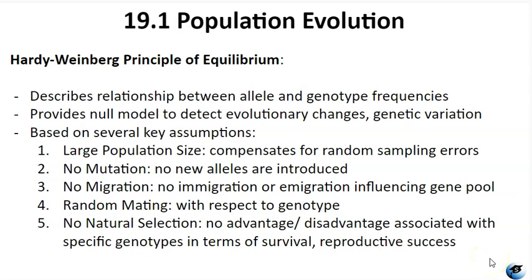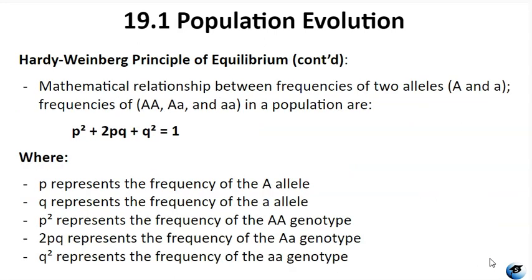The Hardy-Weinberg principle, also known as the Hardy-Weinberg equilibrium or the Hardy-Weinberg law, is a fundamental concept in population genetics. It describes the relationship between the allele and genotype frequencies in a population under certain idealized conditions. The principle provides a null model against which real-world populations can be compared in order to detect evolutionary changes and understand factors influencing genetic variation. Essentially, if a population is in Hardy-Weinberg equilibrium, what that means is that nothing is changing. Natural selection is not acting upon that population. It's in fact in equilibrium as far as its population genetics are concerned.